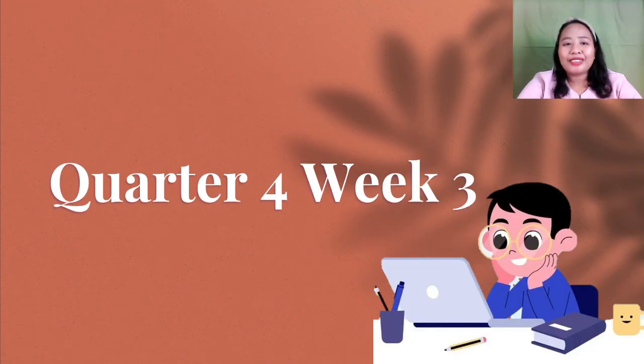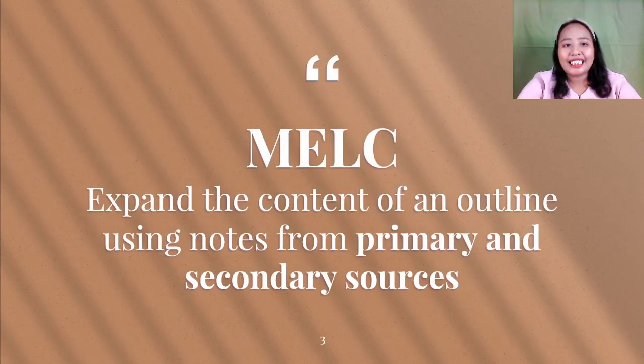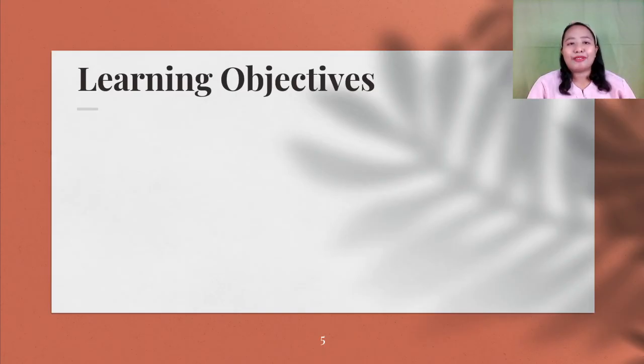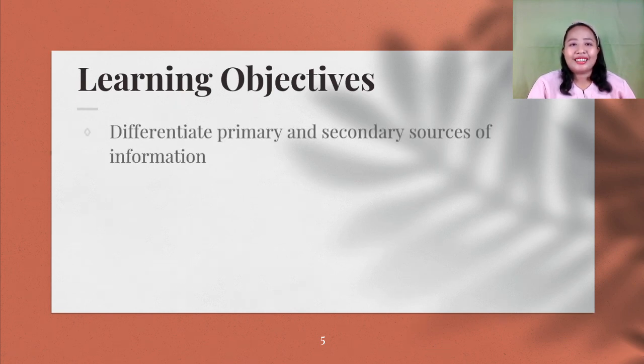Now, we are in quarter 4, week 3. And our most essential learning competency is to expand the content of an outline using notes from primary and secondary sources. And its enabling competency is to use writing conventions to indicate acknowledgement of sources. But before we proceed to our lesson proper, here are the learning objectives.